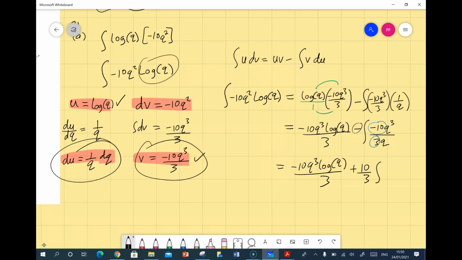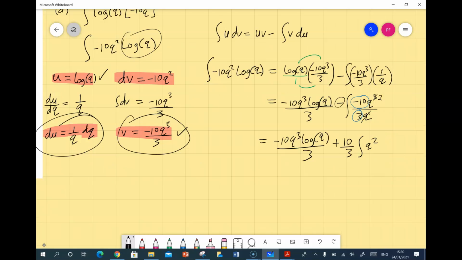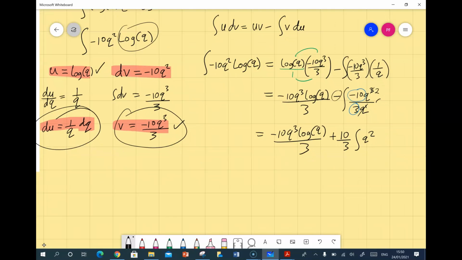Now, q cubed over q. Remember, that's q to the power of 1, and when I'm dividing, I subtract powers, so that'll leave me with q squared here. Oh, and I forgot, of course, I have a dq here as well. Now, the only reason you need the dq there is it's part of your integral. If I'm integrating q, I need a dq, the derivative of q. So, minus 10q cubed log of q over 3 plus 10 over 3.